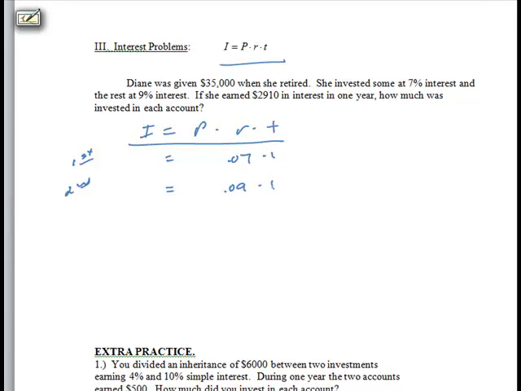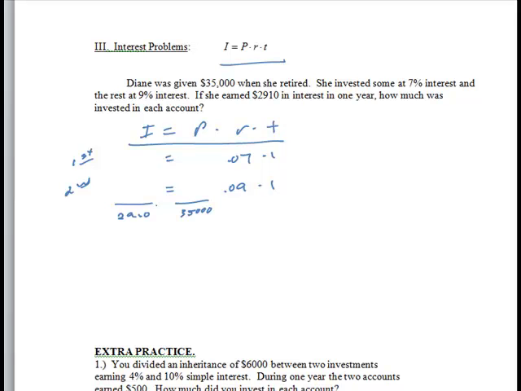The time for each one is 1 year. We do not know how much was invested in each, but we know the total amount invested was $35,000. And we don't know how much interest was earned in each, but we know the total amount of interest between the two was $2,910. Now we just need to go back and fill in the blanks.